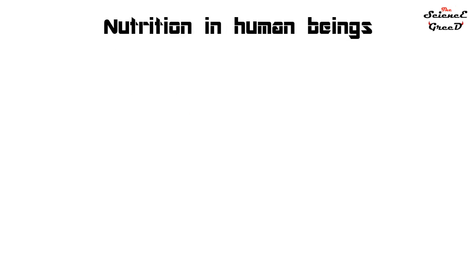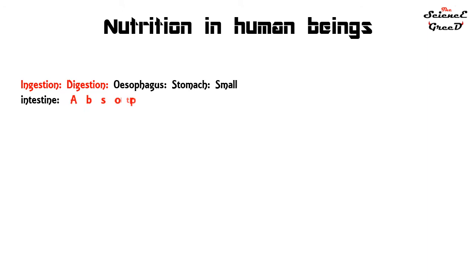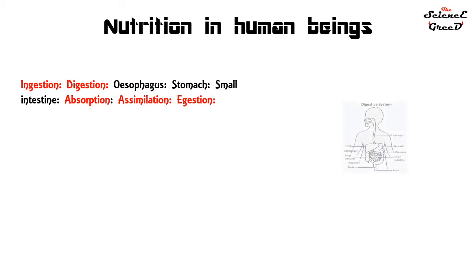Nutrition in human beings. The various steps of nutrition in human beings are as follows: ingestion, digestion, esophagus, stomach, small intestine, absorption, assimilation, egestion. The nutrition in human beings, or man, takes place through the human digestive system.